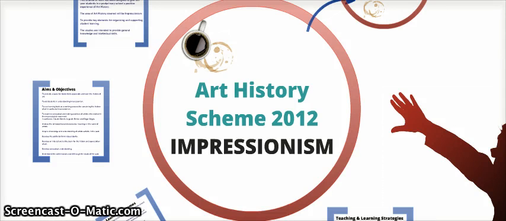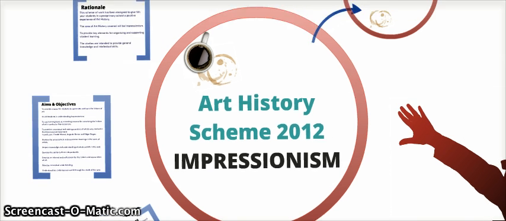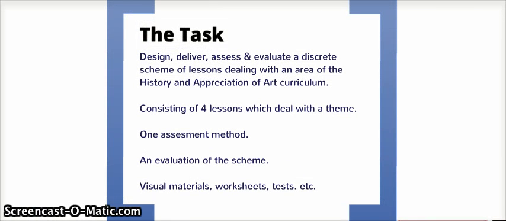In the following presentation is a scheme of work designed to give fifth-year students in a post-primary school a positive experience of art history. The task set out for this art history assignment was to design, deliver, assess and evaluate a discrete scheme of lessons dealing with an area of the history and appreciation of art curriculum.